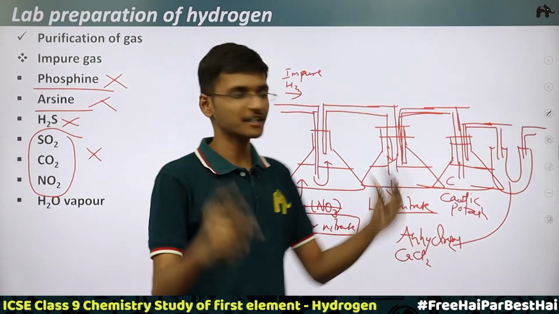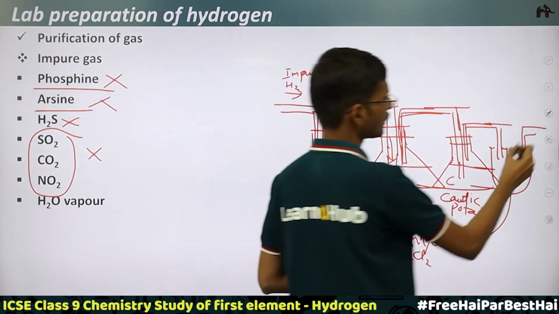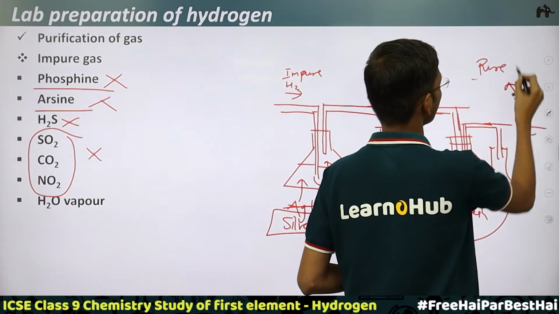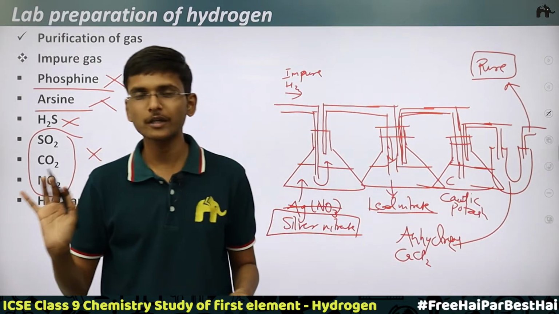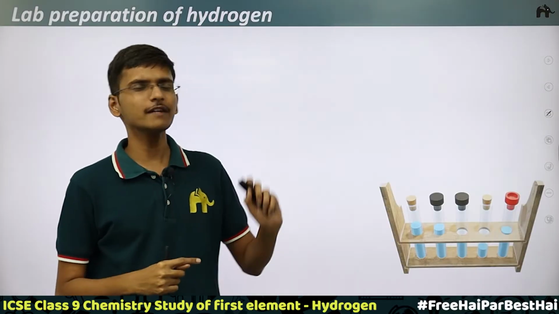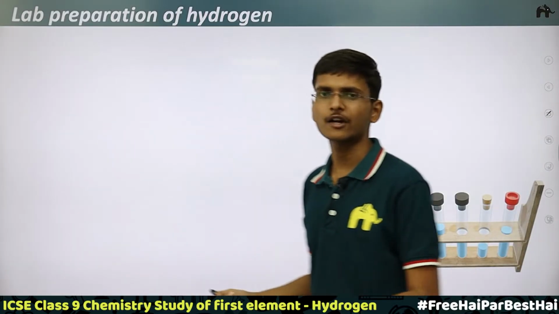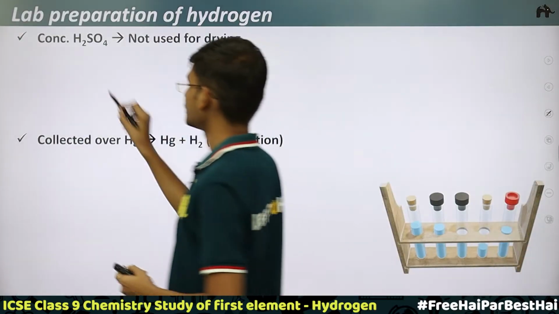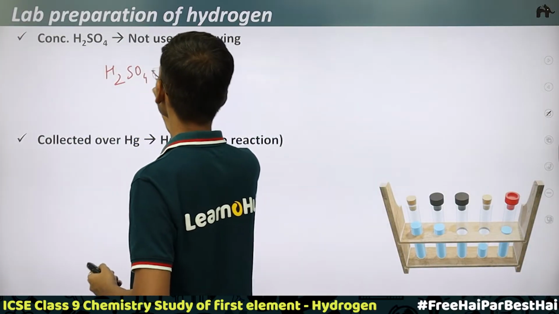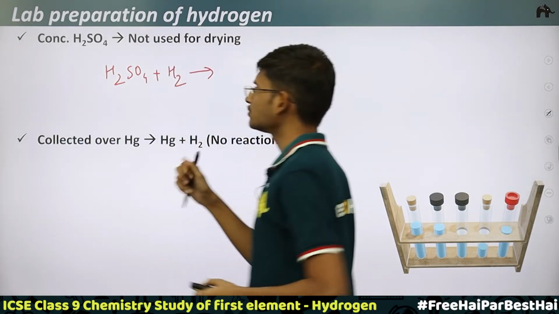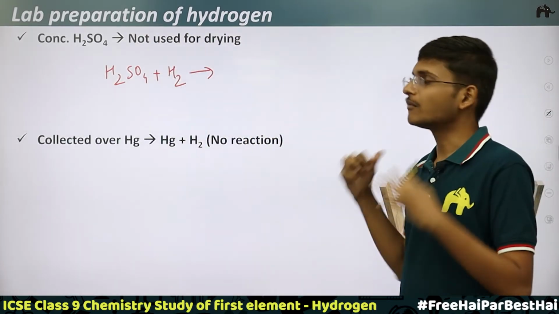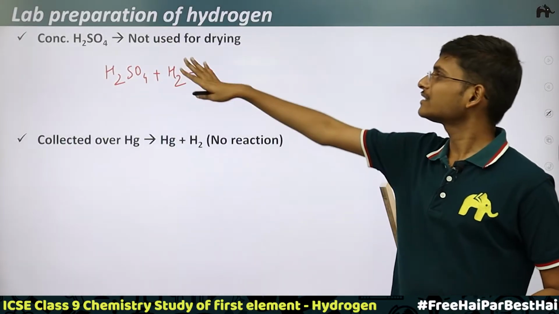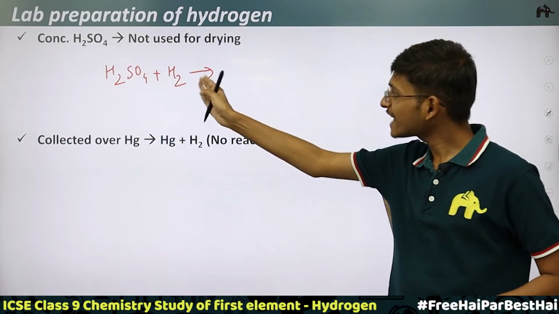Okay, so yes, here the hydrogen gas which is coming out is pure hydrogen gas. Now coming back to the question, why can't we use concentrated sulfuric acid to dry hydrogen gas? Because concentrated sulfuric acid reacts with hydrogen gas. That's the reason concentrated sulfuric acid is not used, because it reacts with our hydrogen gas.